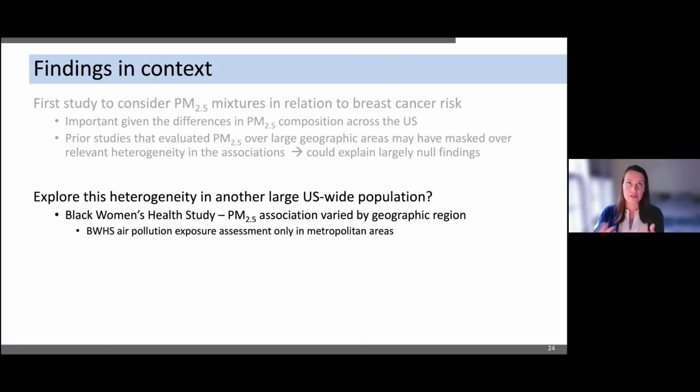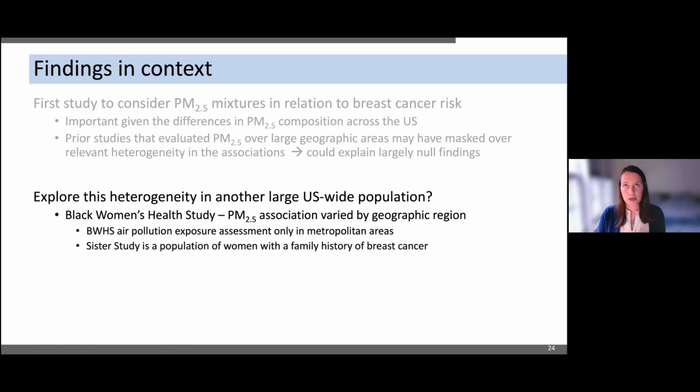So taken together with our findings from the Sister Study, both of these populations really emphasize the importance of considering how PM2.5 heterogeneity may impact your findings. But obviously in the Sister Study and the Black Women's Health Study, we found different regions appearing to be more important. And these studies are very different in a number of ways, including that the Black Women's Health Study was about 10 years prior to the Sister Study. But they also had focused their air pollution exposure assessment only in metropolitan areas. So I think we're assessing very different air pollution exposures across these two cohorts.